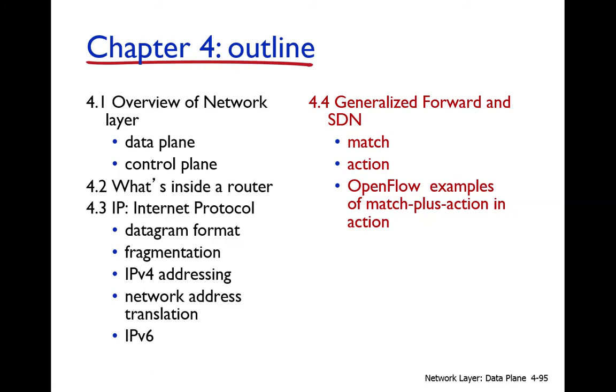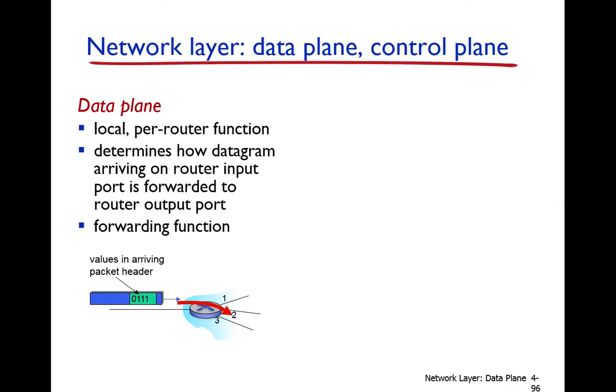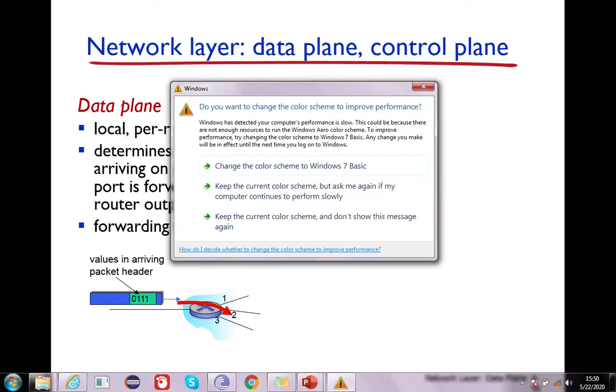As we are going to discuss the data plane, or the forwarding, for SDN-based networks, we will discuss match action in an OpenFlow example. Now, as we know, the network layer has two components. One is called the data plane and the other is called the control plane. So what is the network layer? It has two functionalities: the data plane and the control plane.